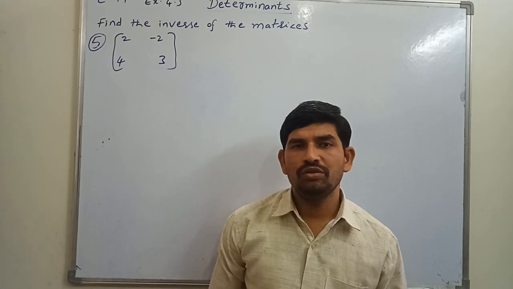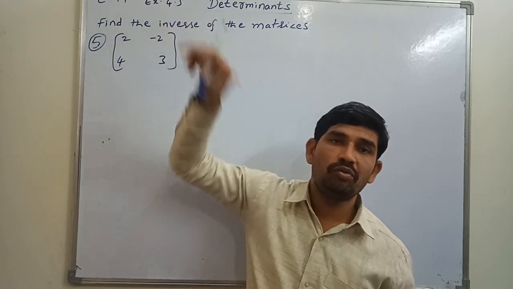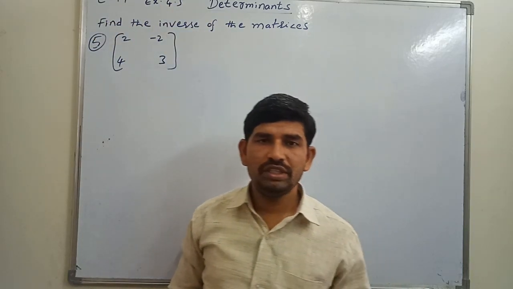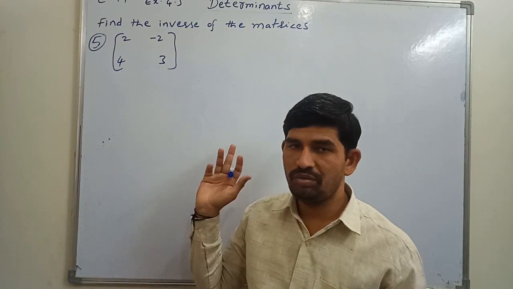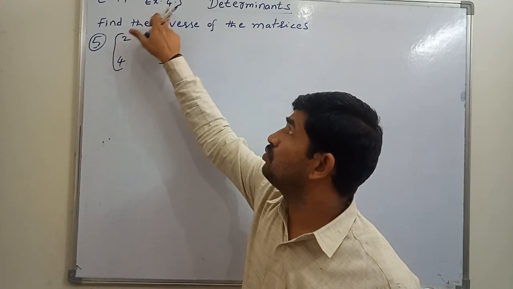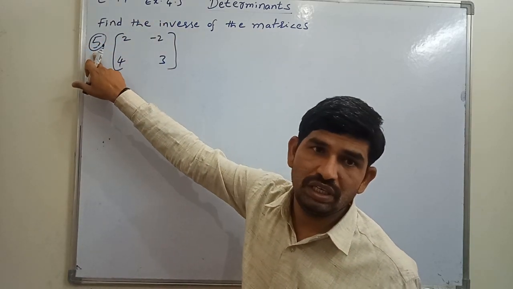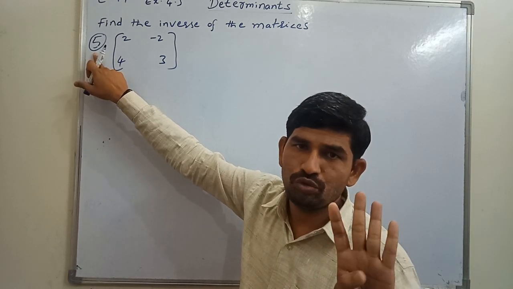Today we are going to continue the chapter on determinants. Lecture number 19, exercise 4.5. I have completed a total of 18 classes for this one chapter, determinants. In this class we continue exercise 4.5, question number 5. In exercise 4.5 we have already completed up to the fourth question.